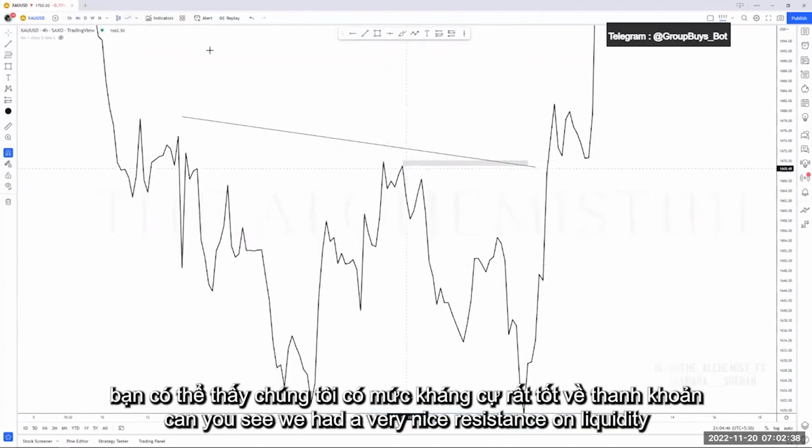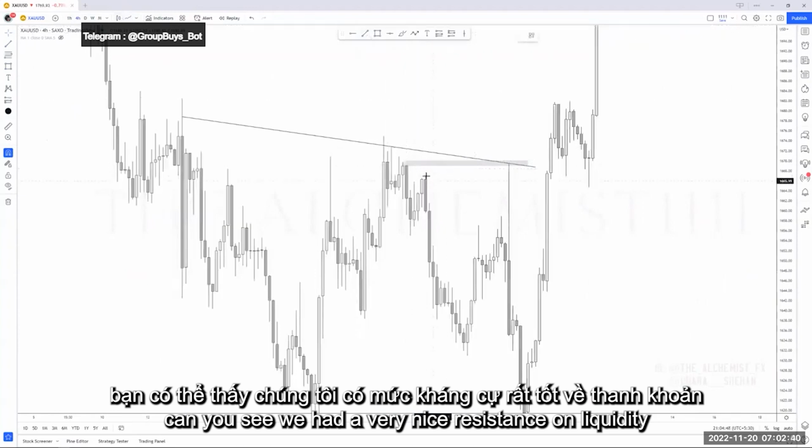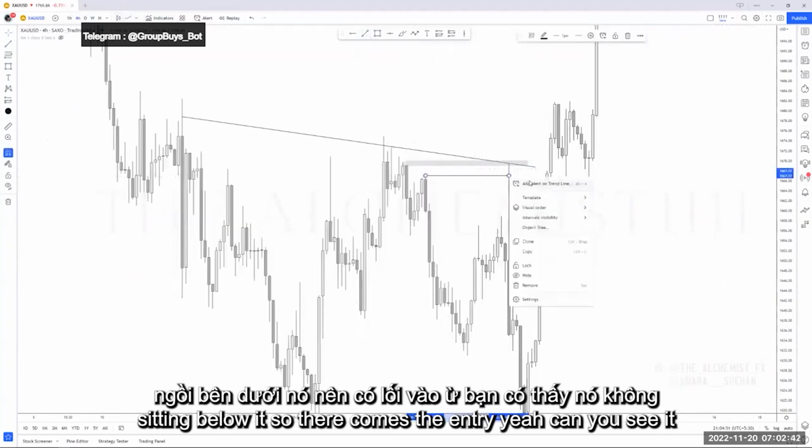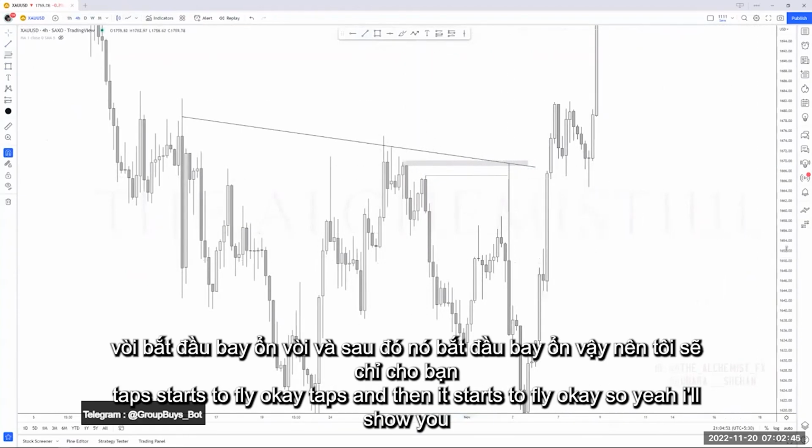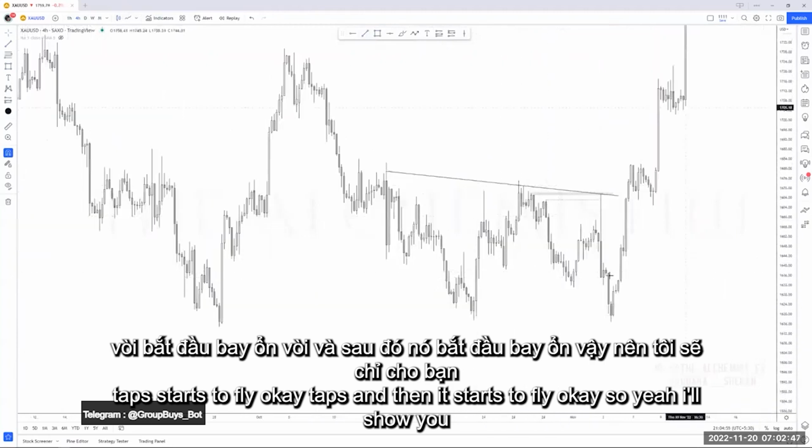Can you see it? We had a very nice resistance with some liquidity sitting below it. So there comes the entry. Can you see it? Taps, and then it starts to fly.